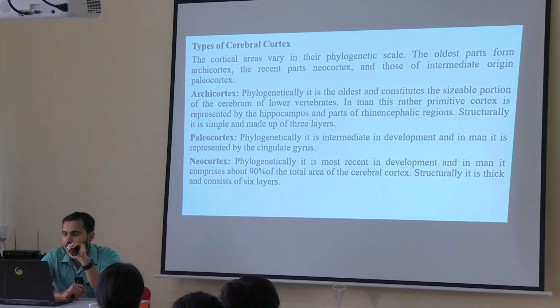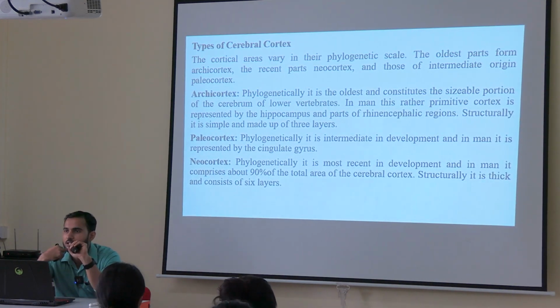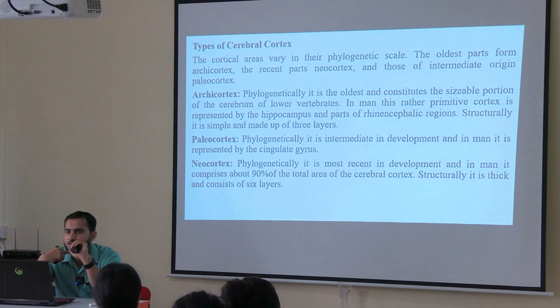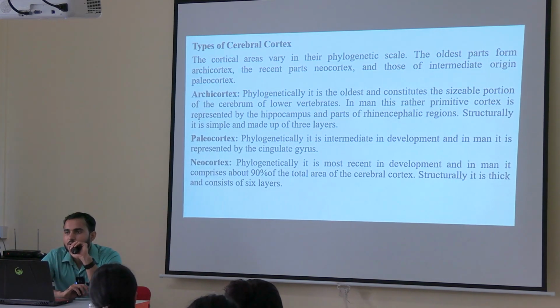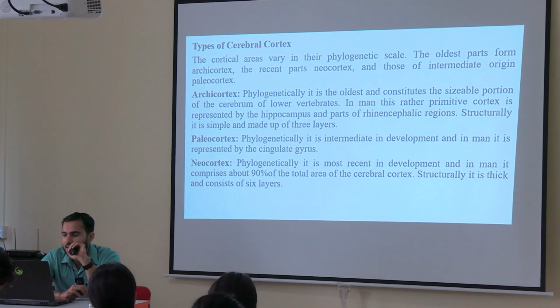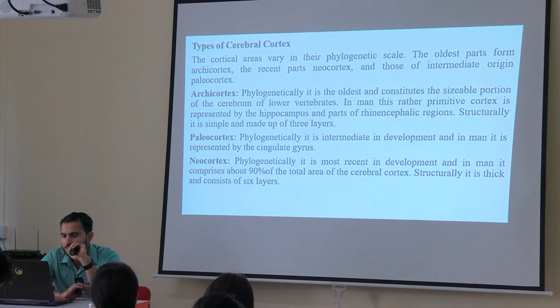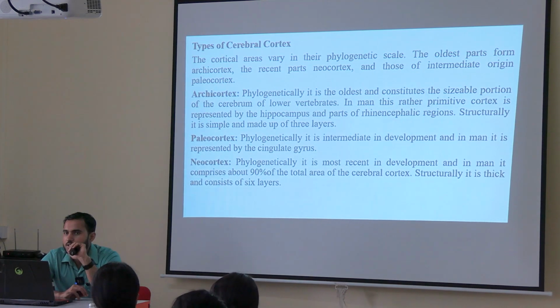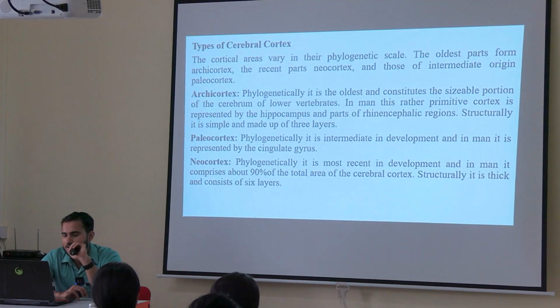Can anyone tell me what the rhinencephalic region is? It is the olfactory bulb, olfactory stria. All those areas are under the rhinencephalic region. Now structurally, if you see, these are made up of only 3 layers.